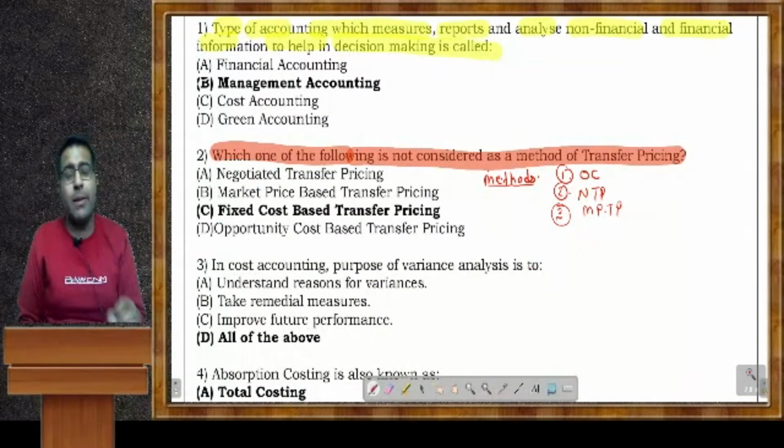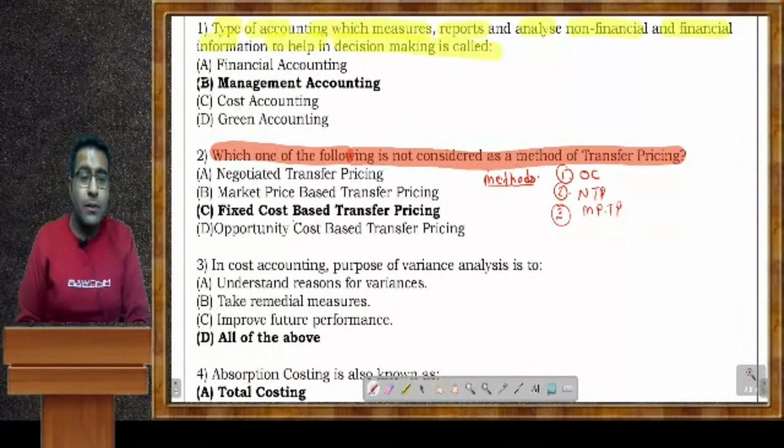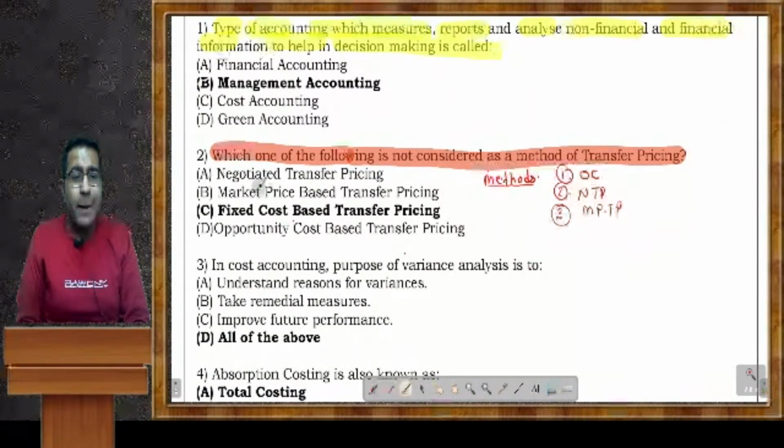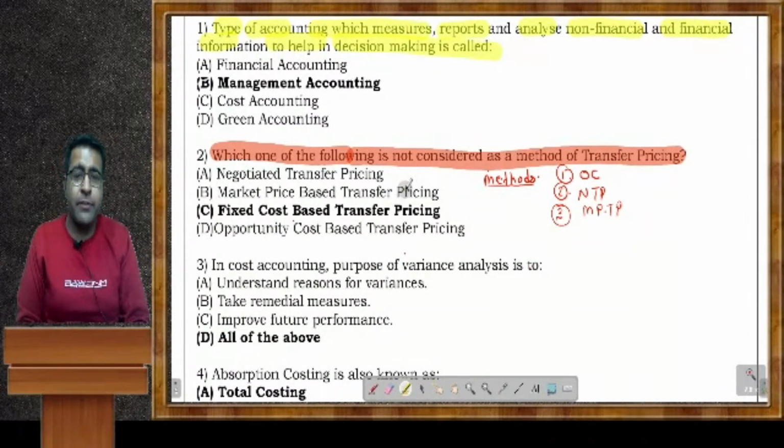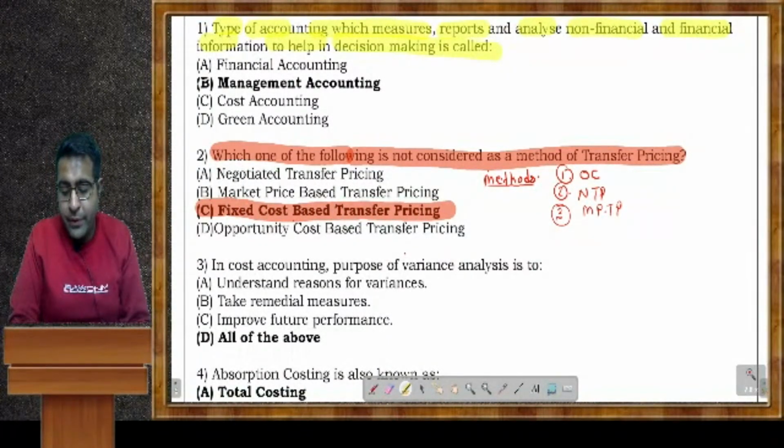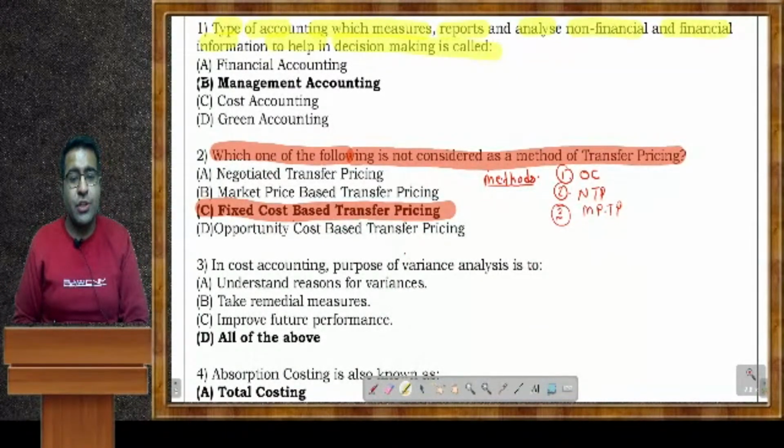These are the three methods of transfer pricing. So in this question, what are the options we have? Negotiate transfer pricing, market price based transfer pricing, which is also part of the methods of transfer pricing, fixed cost based transfer pricing, and opportunity cost. So the right answer is C, fixed cost based transfer pricing. Okay, next question.